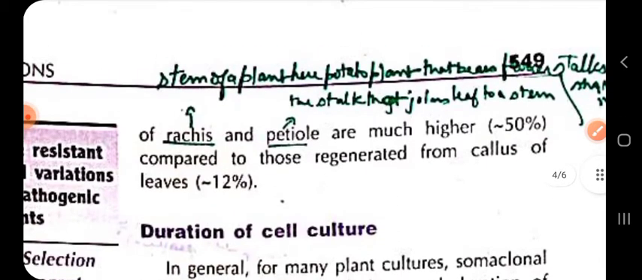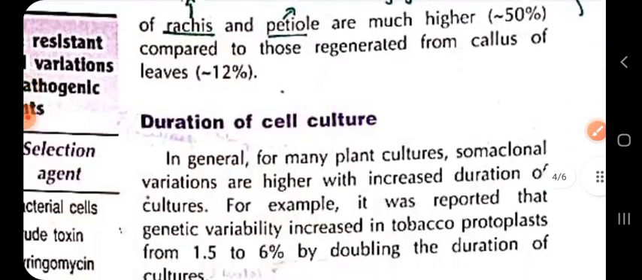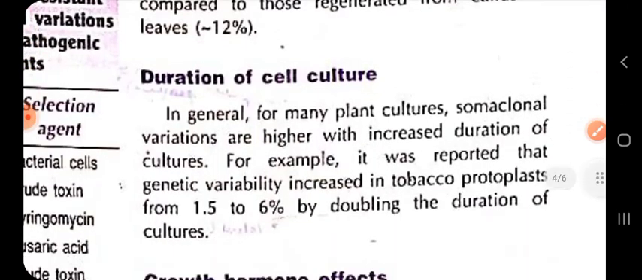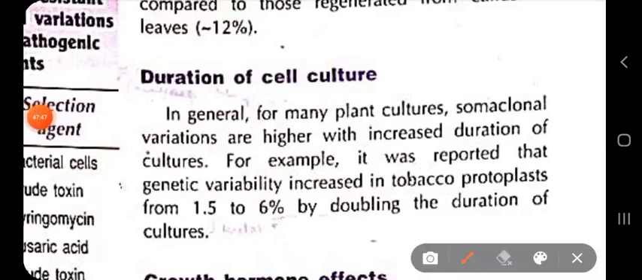So depending on what type of source we are using, the duration of the cell culture also affects the variation among the plants. In general, for many plant cultures, somaclonal variations are higher with increased duration of culture. So if you do multiple subcultures for a lengthy period of time, it can lead to somaclonal variation.